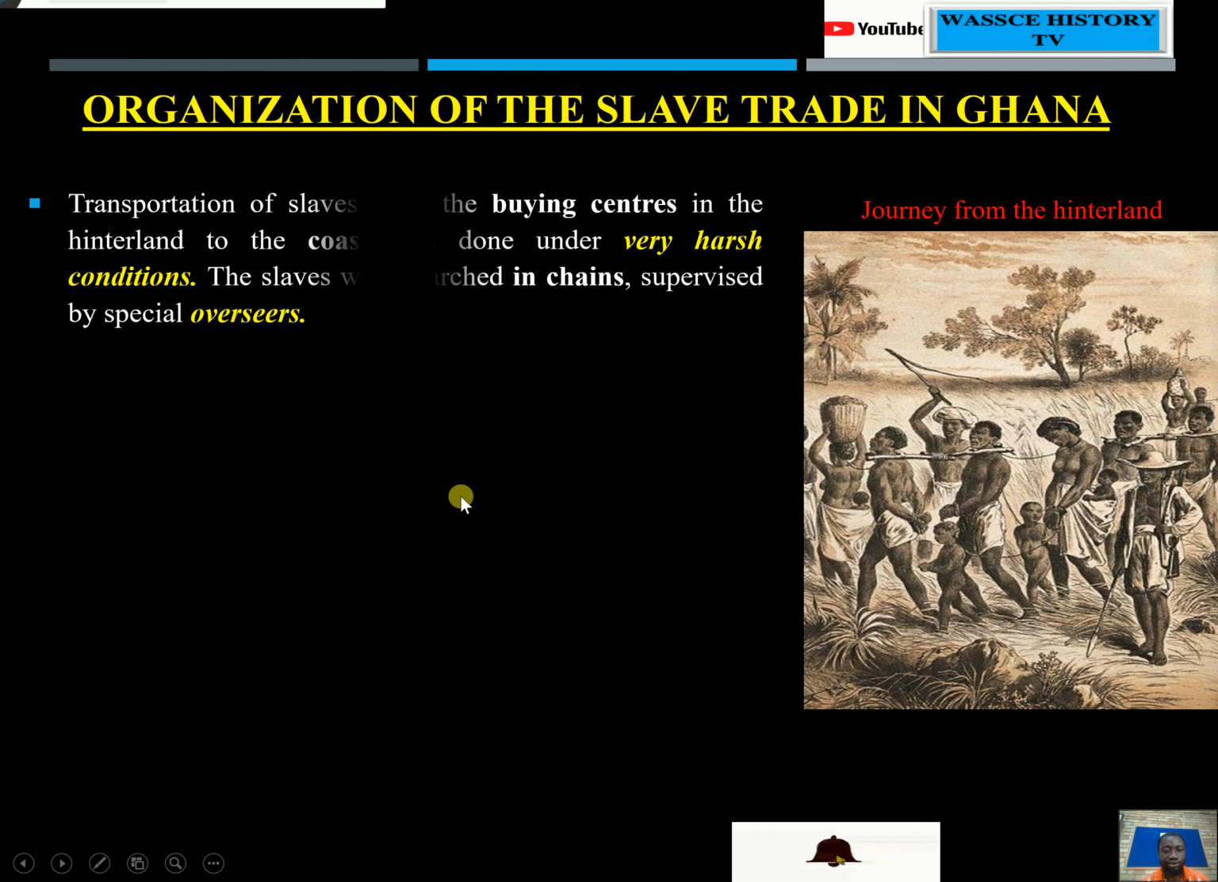Let's continue. Now let's look at the transportation. You can see that the European slave traders did not go into the interior to capture the slaves. They were at the castle. It was the African slave agents, as well as the chiefs and the slave raiders, who were doing the capturing of Africans themselves and then selling them to the Europeans.